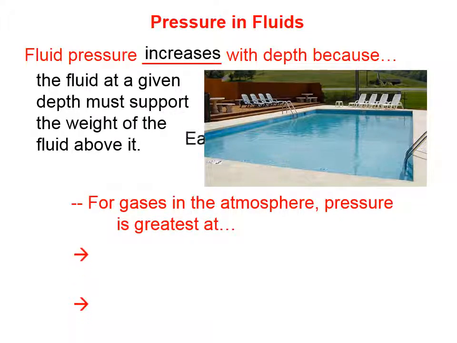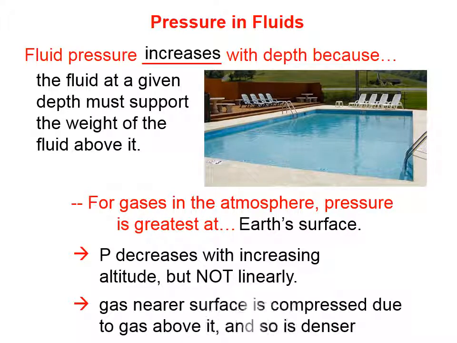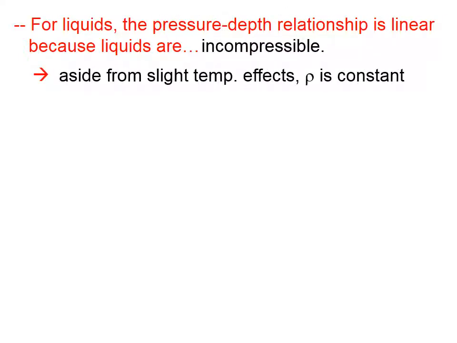For gases in the atmosphere, the pressure is greatest at Earth's surface. We've talked that the pressure decreases with increasing altitude, but it's not linear. And the reason it's not linear is because gases can be compressed. So when the gas near the surface is subjected to a higher pressure, it also compresses that gas, makes it more dense. This is not the case, as we'll see, generally, with liquids. For liquids, the pressure-depth relationship is linear, because liquids are incompressible. That is, the density, rho, is essentially constant.